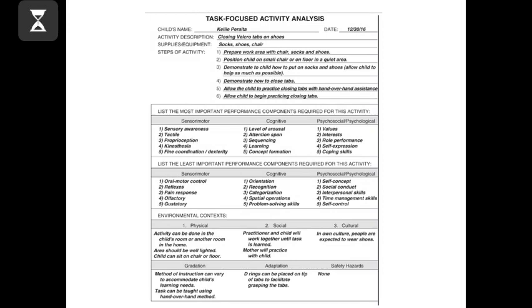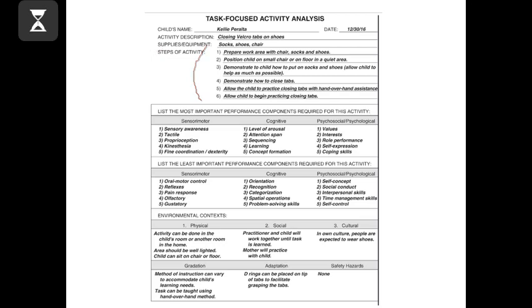This is a task focused activity analysis. I am not going to read all the details on the sheet because you can do that, but you can see here is the activity description. So the activity that they're analyzing is closing Velcro tabs on shoes. They identify the supplies and equipment needed, which are shoes, socks, and chair. And then they break down the steps of the activity. And you can read those. They begin with prepare the work area, and their number 6 is allowing the child to practice by closing the tabs.